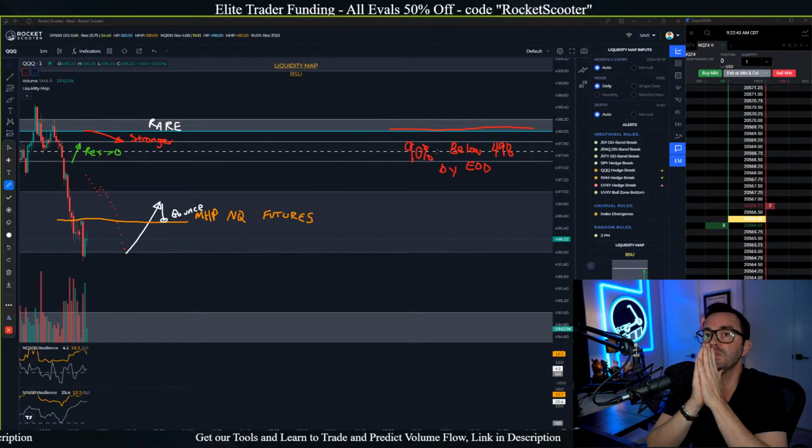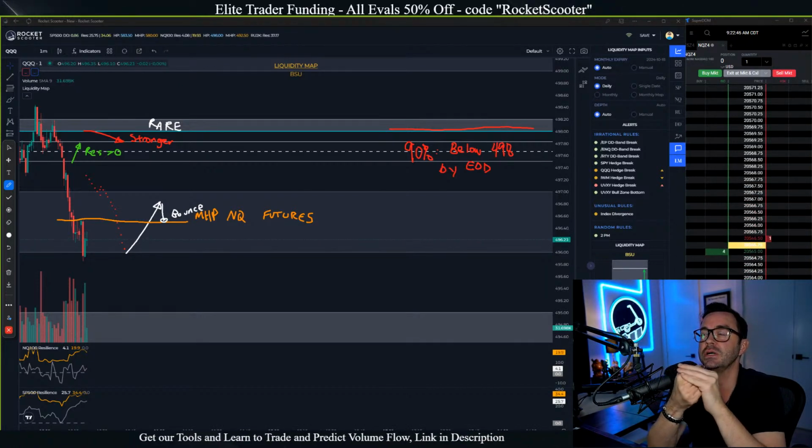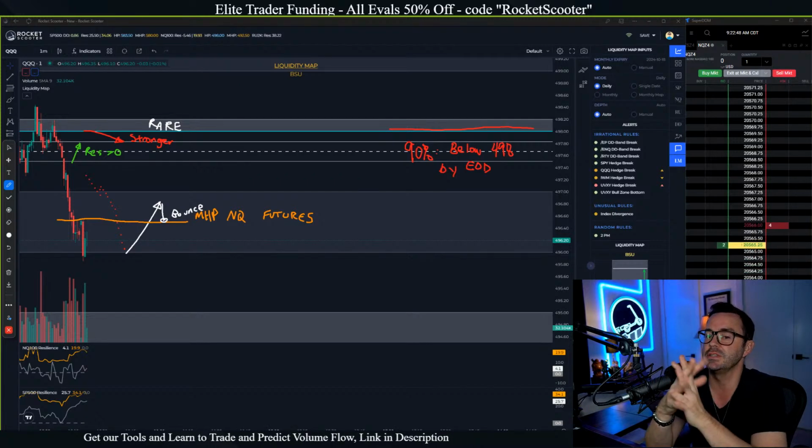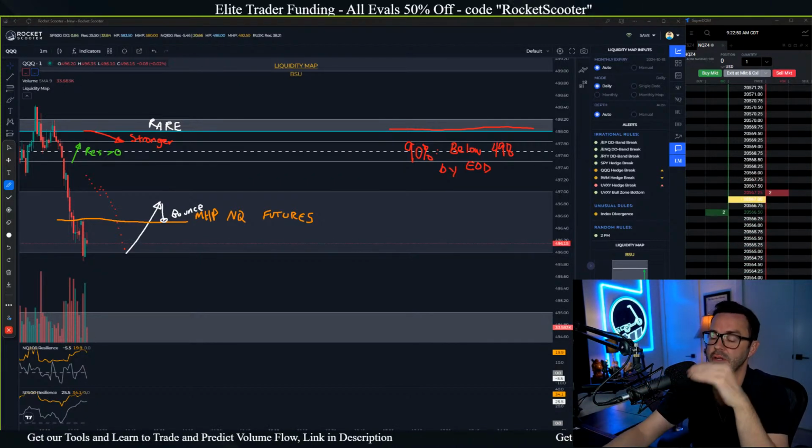VIX monthly hedge pressure break 2625 UVXY. It's gonna cause additional volatility. This is no long here. Not gonna take it.